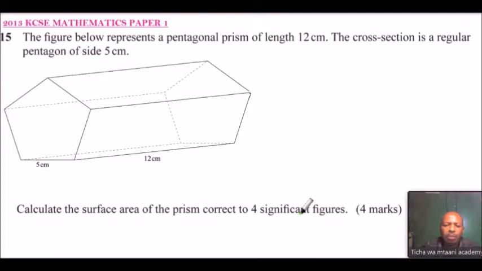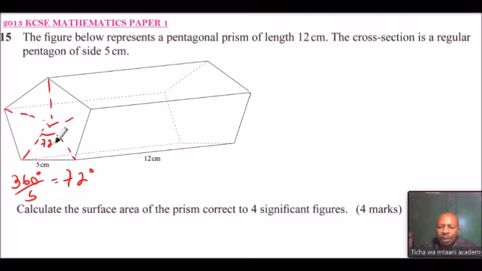Well, for us to be able to do this, first of all, we are told it is a regular pentagon, it's a prism. So it means that we can divide this into isosceles triangles, which coincide at the center. So we can get this angle because we can divide 360 degrees, the whole of this angle, by 5 triangles, that will give you 72 degrees. So this angle here is 72 degrees.